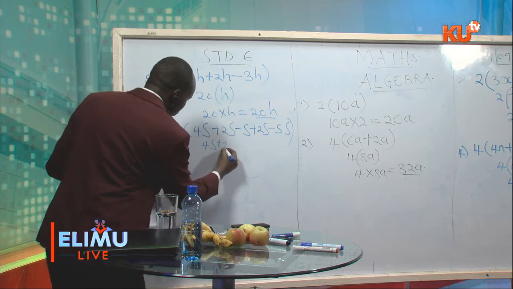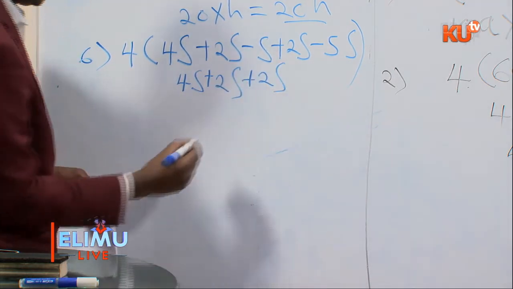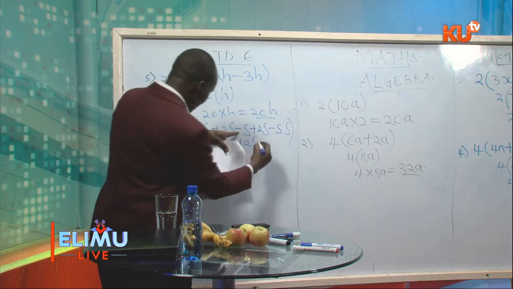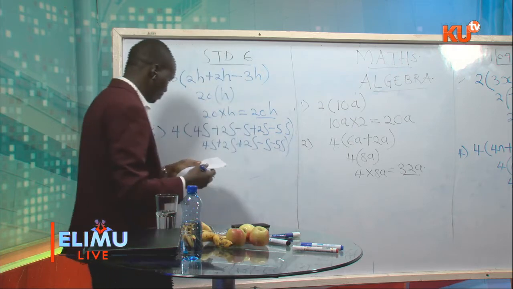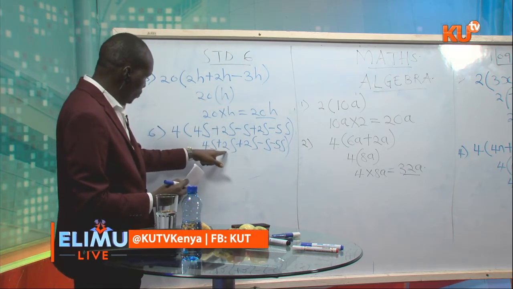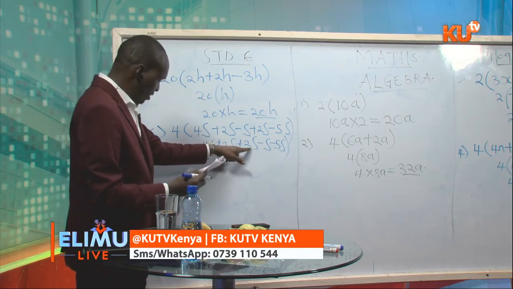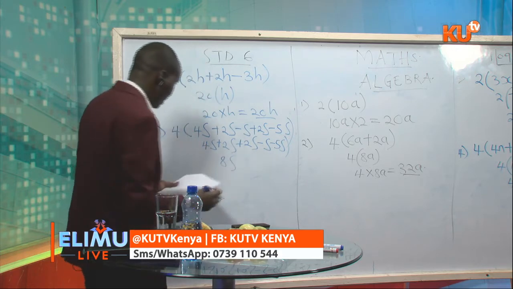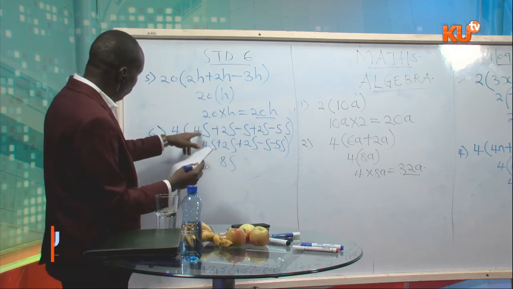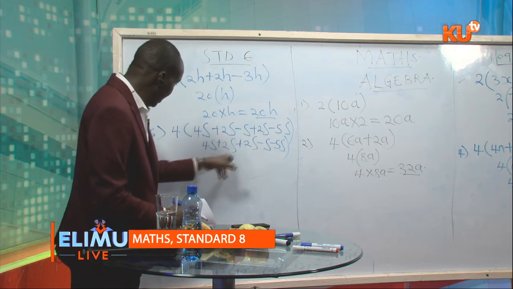Okay, let us collect it. 4s plus 2s, we add first, plus 2s, then we subtract s, subtract 5s. 4 plus 2, we get 6. 6 plus 2, we get 8. We get 8s.